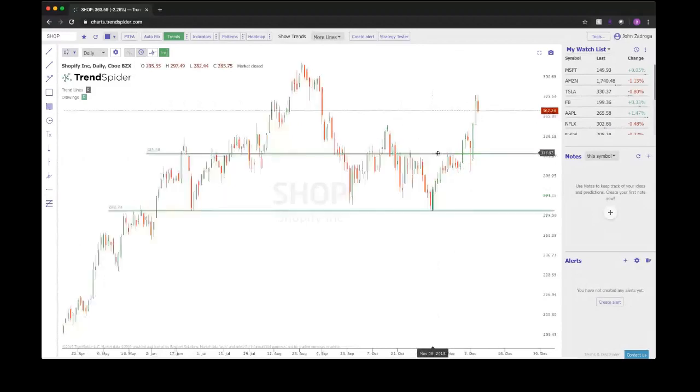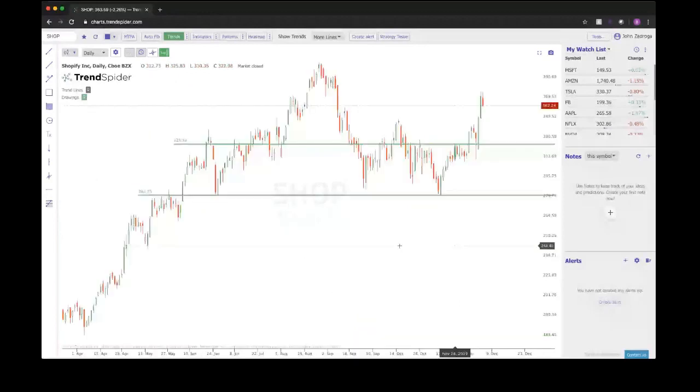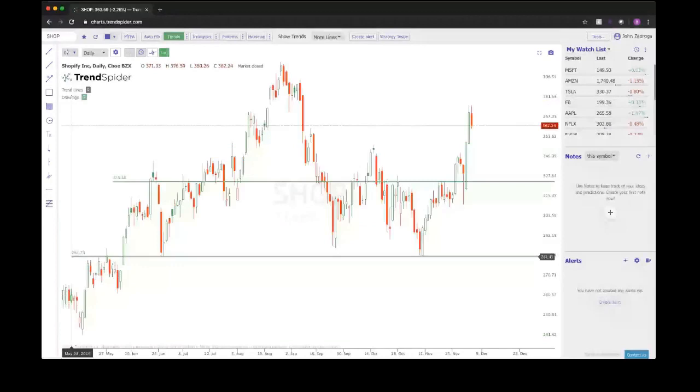So in the shorter time frame, this is the most relevant area that showed the most resistance. In the past 2 weeks, we had Black Friday, we had Cyber Monday, and then there was more positive news flow with Shop.